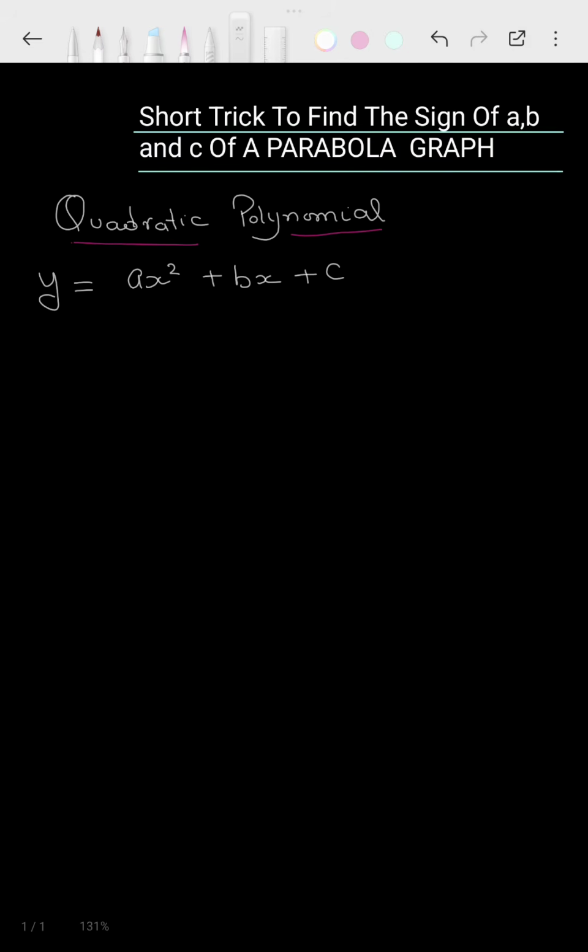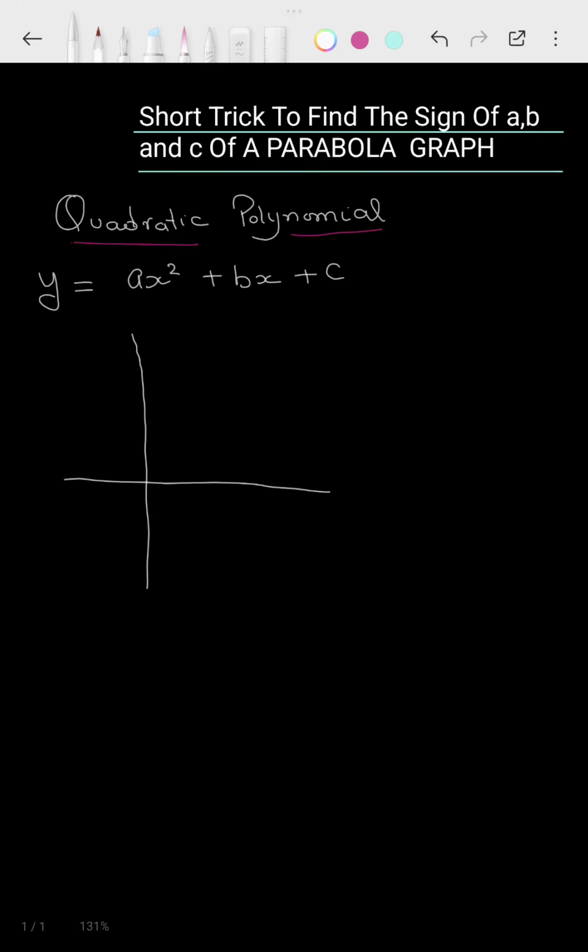I am Shalya Tripathi and today we are going to see how to find the sign of A, B and C of a parabola curve. So this quadratic equation is given: ax square plus bx plus c. So let's draw the curve or the parabolic graph.